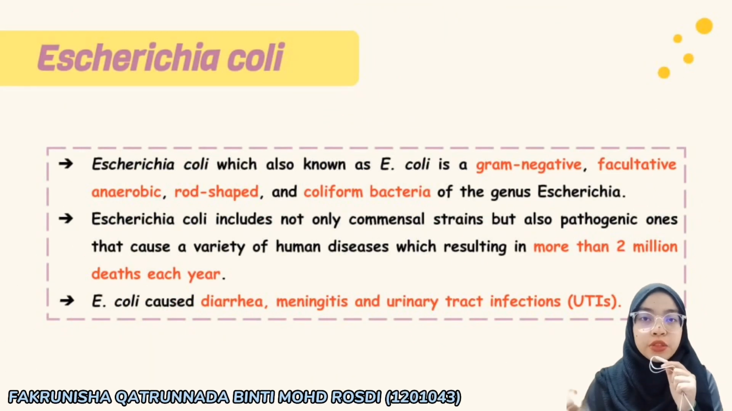Escherichia coli, also known as E. coli, is a gram-negative, facultative anaerobic, rod-shaped, and coliform bacterium of the genus Escherichia. It is naturally present in the intestinal tract of warm-blooded animals, including humans, and is frequently released into the environment through feces. Under optimal growth conditions, Escherichia coli can replicate in around 20 minutes and grow rapidly.